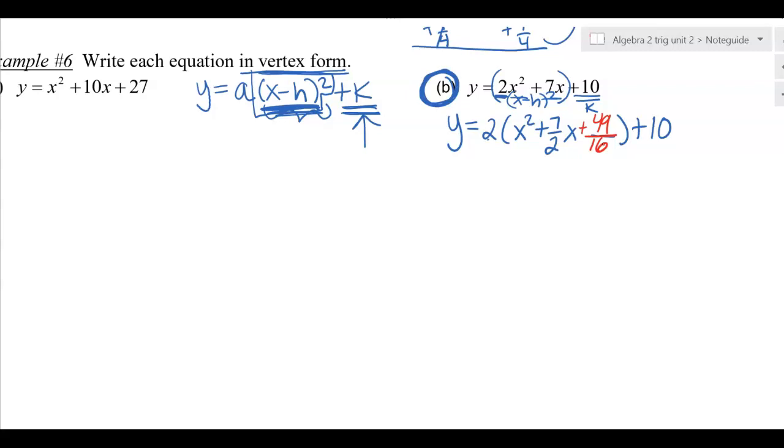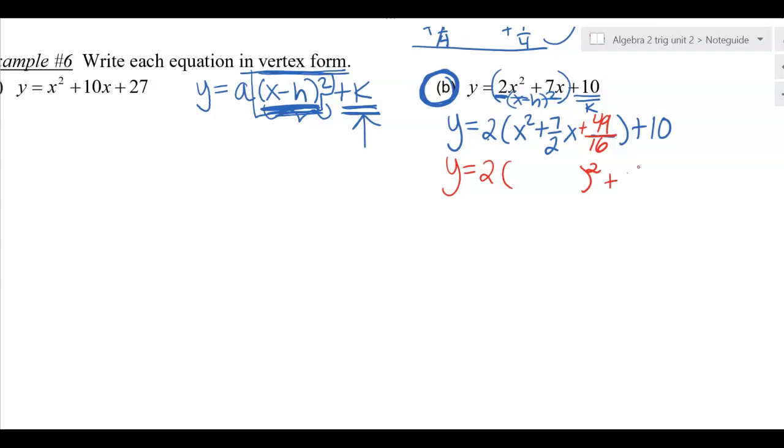So what is the next step that I should do in my problem? Write it as a perfect square, right? So I want this as a perfect square. Oh, but I forgot something. Does anybody know what I did? I mean, I'm not wrong. I do want to write it as a perfect square. Emily?